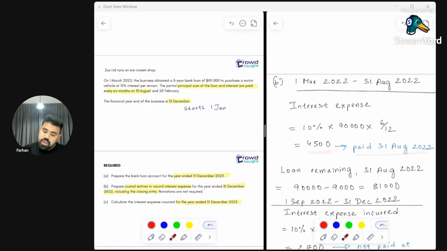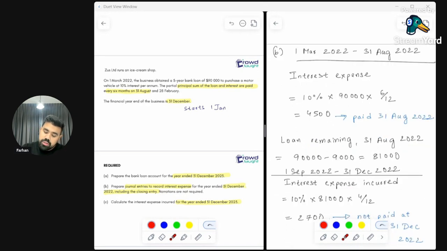All right. Now, just to recall, the loan remaining at 31 August 2022 would be the $90,000, the initial balance we had, minus $9,000, which we had repaid, if you recall from the previous part, and that would leave us with $81,000. Now, why did we do this? This is because from 1 September 2022 until 31 December 2022, which is the end of the financial year, and the requirement of the question, as we are supposed to journalize the interest expense, what we're going to do is calculate interest expense again.